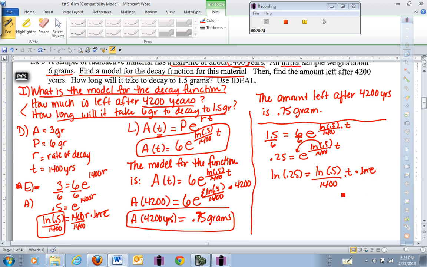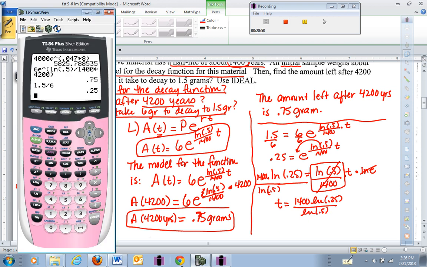Natural log of e wipes out. And so now I need to get rid of this. I'm going to multiply by the reciprocal. The reciprocal is 1400 divided by the natural log of 0.5. So my time will be 1400 times the natural log of 0.25 divided by the natural log of 0.5. I'm going to do that on my calculator: 1400 times the natural log of 0.25 divided by the natural log of 0.5. That's going to give me 2,800.